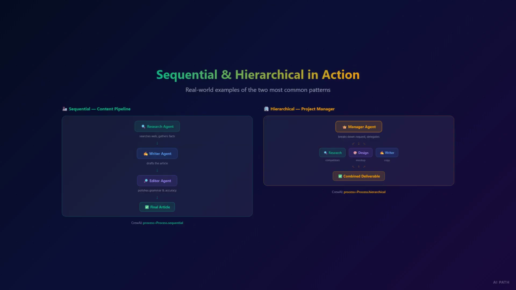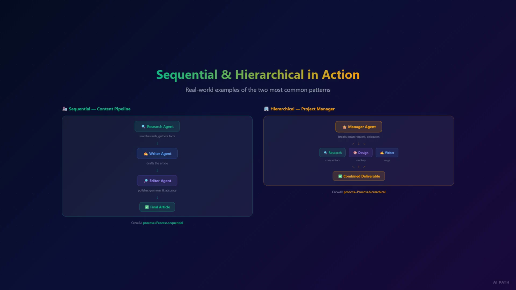Sequential, a content pipeline. A research agent searches the web and gathers facts. It passes them to a writer agent that drafts an article. The writer passes the draft to an editor agent that polishes grammar and accuracy. Output flows forward like an assembly line. This is how CrewAI works: define agents, define tasks, set process equals sequential.